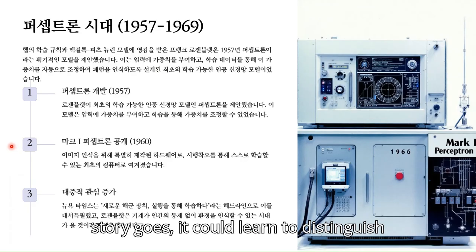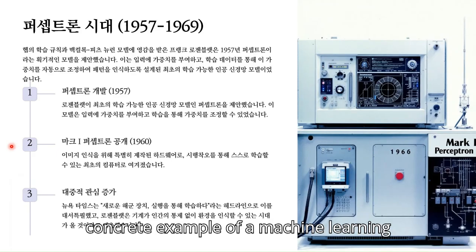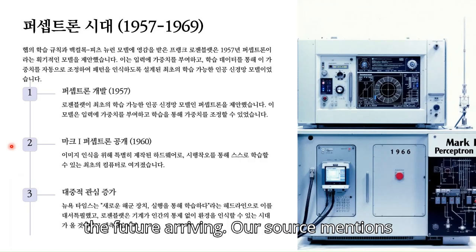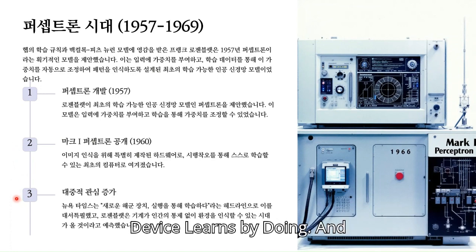Apparently so. The story goes it could learn to distinguish between cards shown on the left versus the right after about 50 tries, a concrete example of a machine learning something new. That must have felt like the future arriving. Our source mentions a New York Times headline, "New Navy device learns by doing."